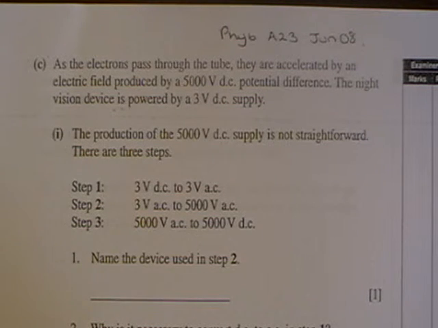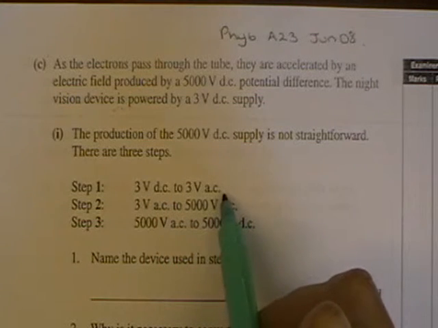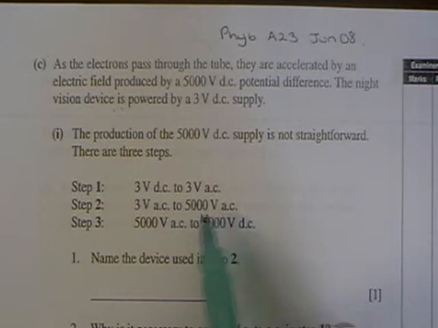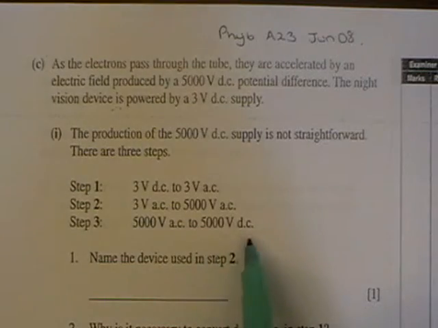Part C. As electrons pass through the tube, they are accelerated by an electric field produced by a 5000 V DC potential difference. The night vision device is powered by a 3 volts DC supply. The production of the 5000 V DC supply is not straightforward. There are 3 steps. First of all, step 1 is 3 volts DC to 3 volts AC. Step 2 is 3 volts AC to 5000 volts AC. And step 3 is 5000 volts AC to 5000 volts DC.